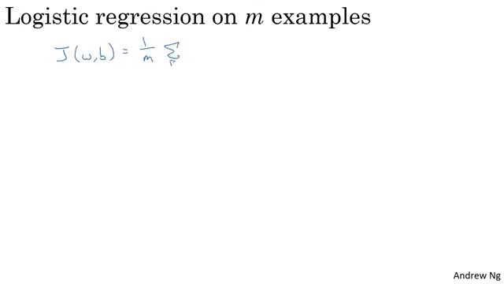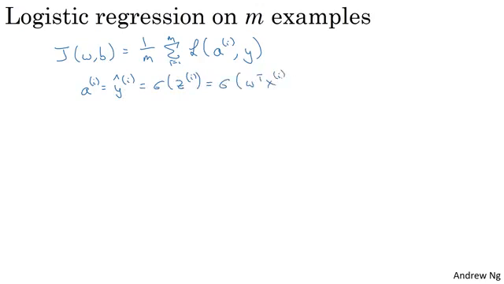1 over m, sum from i equals 1 through m of the loss when your algorithm outputs a^(i) on the example y, where a^(i) is the prediction on the ith training example, which is sigma of z^(i), which is equal to sigma of w transpose x^(i) plus b.